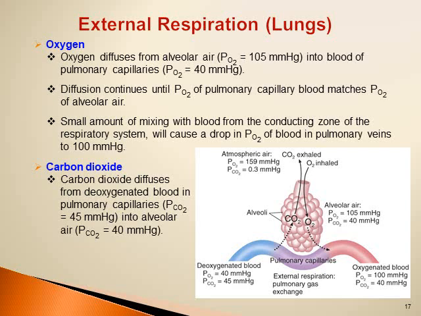Carbon dioxide diffuses from the deoxygenated blood in the pulmonary capillaries, where the partial pressure is 45 millimeter mercury, into the alveolar air, where the partial pressure of carbon dioxide is 40 millimeter mercury. Diffusion will continue until blood partial pressure of carbon dioxide reaches 40 millimeter mercury, and this is the partial pressure of carbon dioxide that will be in the blood supplying the tissues.